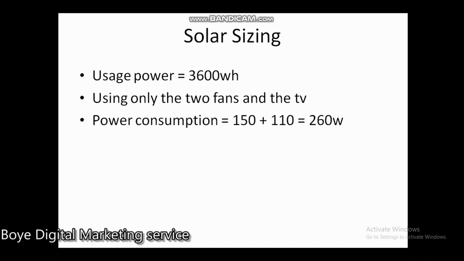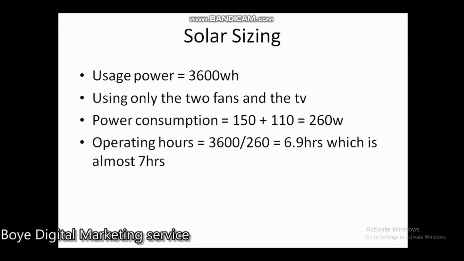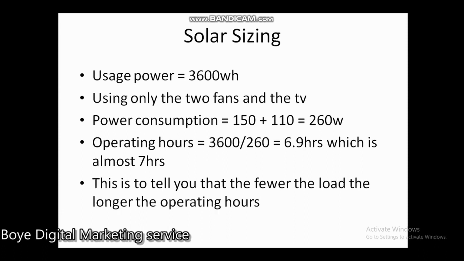the power consumption of the two fans is 150, and that of the TV is 110, which will give you 260 watts. That means if you use only your TV with the two fans, you will have about 6.9 hours, which is about 7 hours. It is to tell you that the fewer the load, the longer the operating hours that you have.